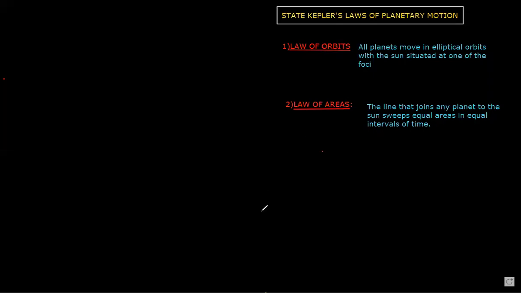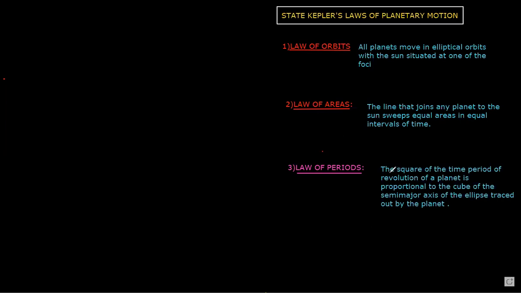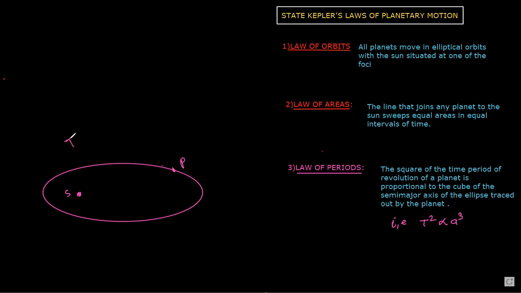Now, third law is called law of periods. What it says, the square of the time period of revolution of a planet is proportional to the cube of the semi-major axis of the ellipse traced out by the planet. That is, T square is proportional to A cube. Now let me explain. This is an ellipse. As usual, here sun is there, here planet is there. Okay. Now let us suppose the time taken for one revolution is, let us suppose, T.